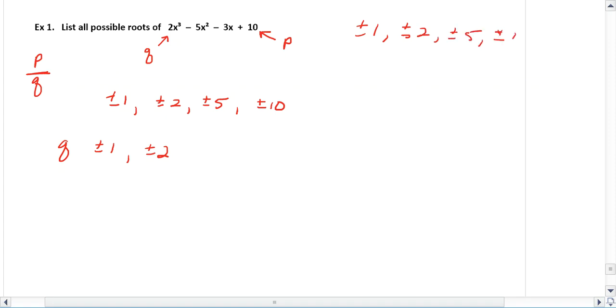So all of these are possibilities, and then we take all of these and put them over 2. So that gives us some additional plus minus 1/2. Okay, 2 over 2 is 1, and we already have that in the list, so that's done. Another thing it adds to the list is plus minus 5/2. And 10 over 2 is 5, and that's already in the list. So this is the complete list of all the possible roots for this polynomial. And in a bit, we're going to go through the list and decide which ones work and which ones don't.